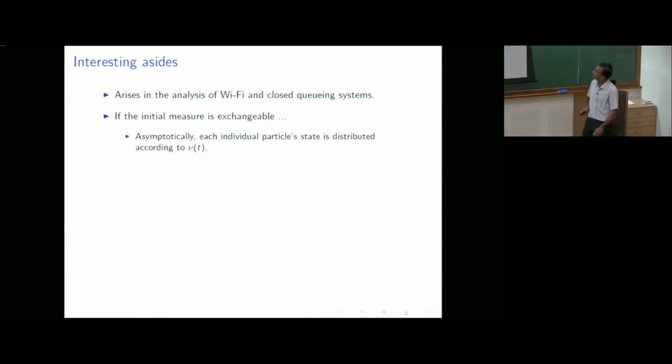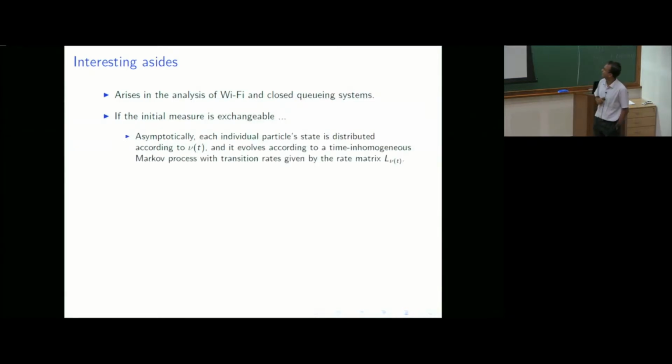So if the initial measure is exchangeable, then there are many other interesting things one can say, and I think Professor Borkar also mentioned this in the context of interacting diffusions. Asymptotically, each individual particle state is distributed according to nu of t. And this particle, let's say a tagged particle, evolves according to a time inhomogeneous Markov process, whose transition rates are given by L nu of t. So in the limit, it evolves according to a Markov process. Asymptotically, the particle evolutions also decouple, and this is termed propagation of chaos.